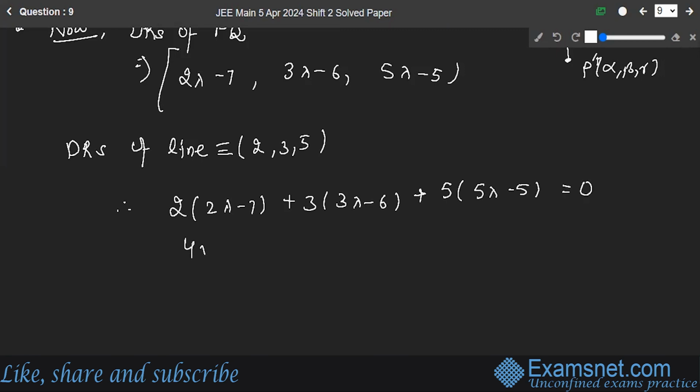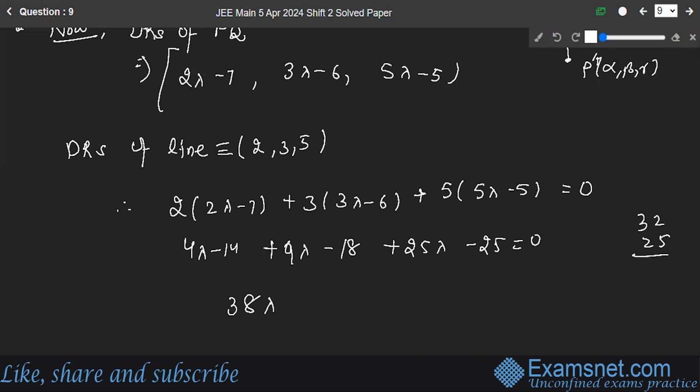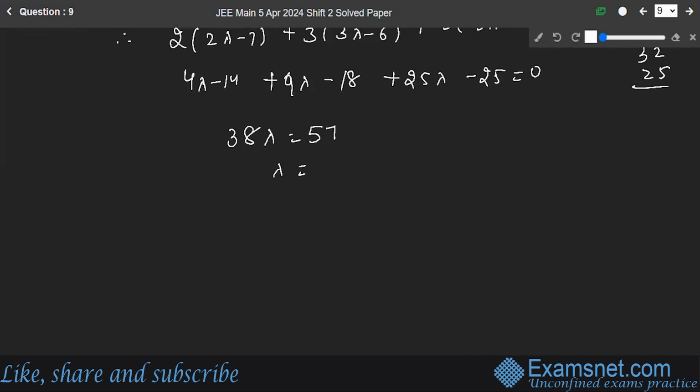On solving this, this is 4 lambda minus 14, 9 lambda minus 18, 25 lambda minus 25. So this is 38 lambda minus 57, which is equal to 0. So lambda is equal to 57 upon 38, which is 3 by 2.